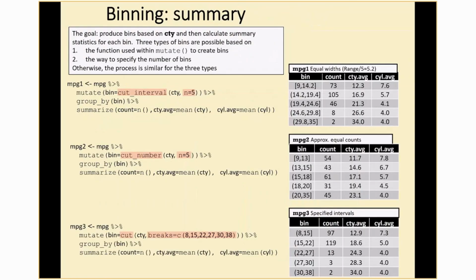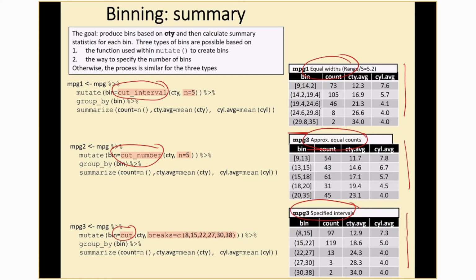So this is just a summary slide that compares what was shown in the previous 3 slides. There are our 3 ultimate data frames, our summary binned data frames, and there are 3 different types. If we want bins with equal widths, we begin by using the cut interval function. If we want bins with approximately equal numbers of observations in each, then we use the cut number function. And if we want bins with specified intervals, then we use the cut function.